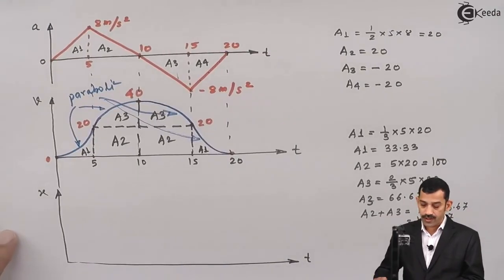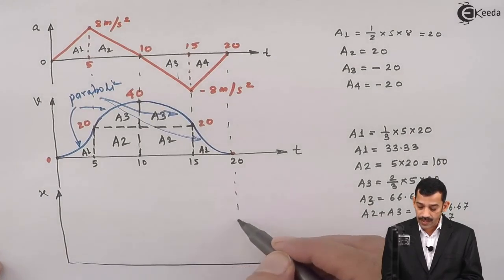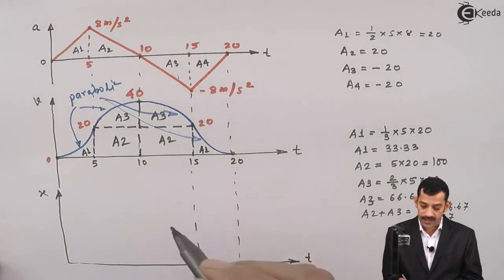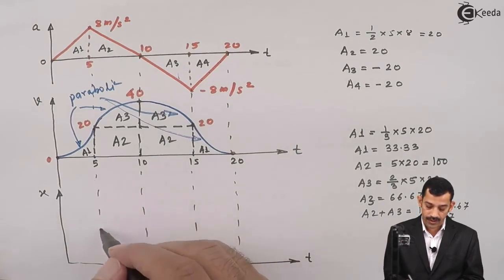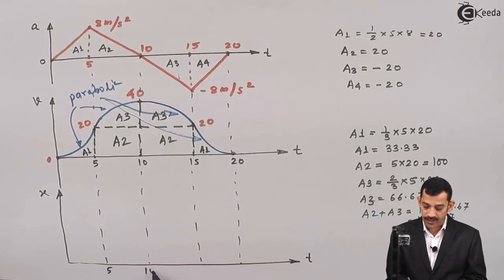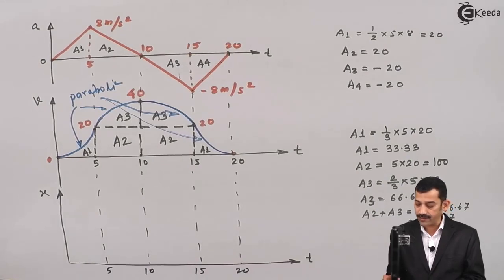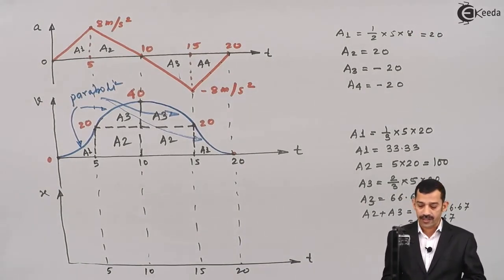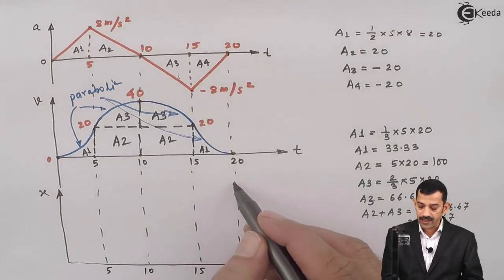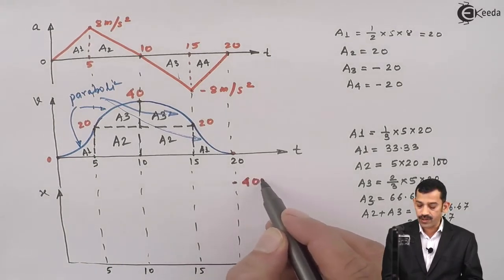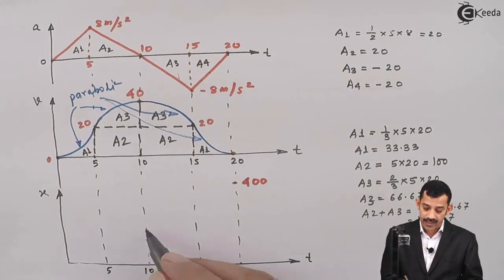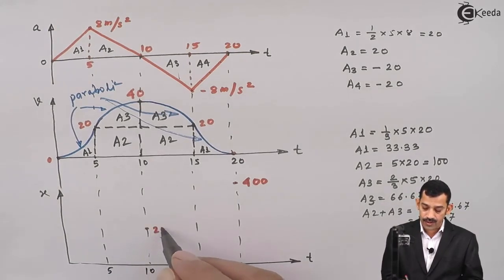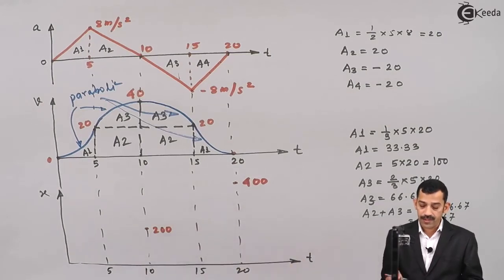Now I will represent the axis for these time instances. The locations are 5, 10, 15 and 20 seconds. The maximum position is at 20 seconds, which is 400 meters. At 10 seconds it is 200 meters. In between, at 15 seconds it is 366.67 as you have calculated, and at 5 seconds it is 33.33.